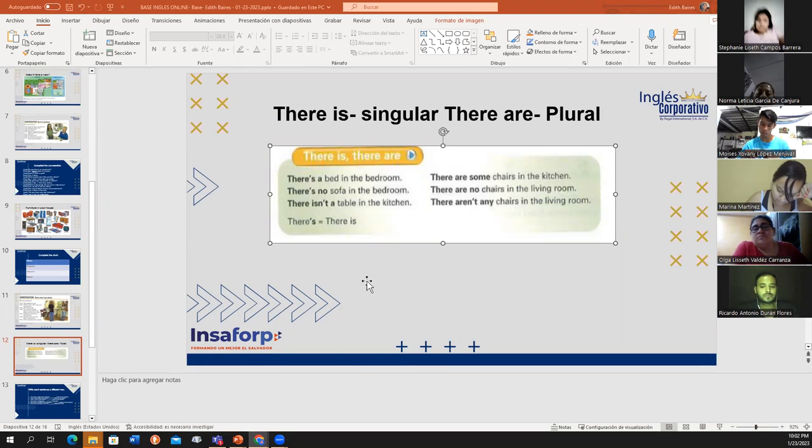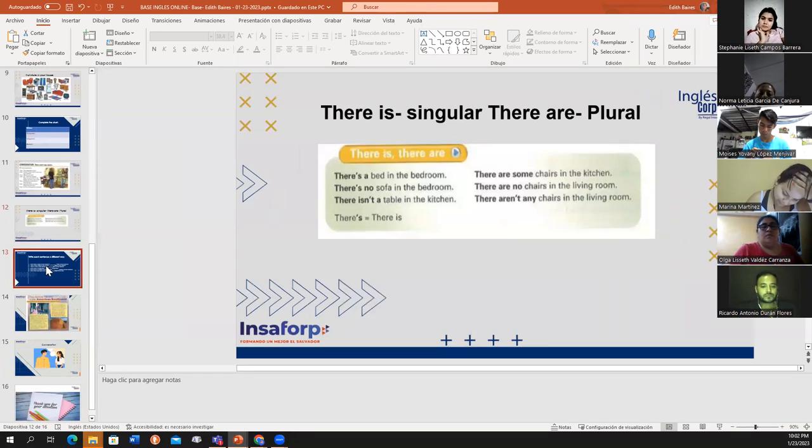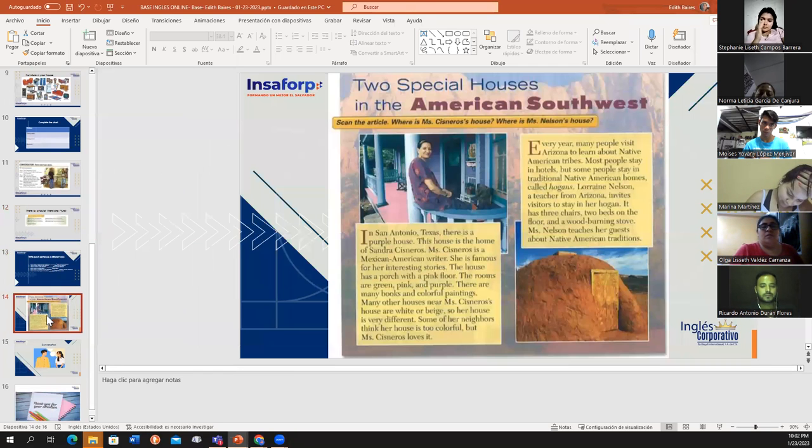So tomorrow we're going to continue with this topic that is in the art. If you have questions about that, please let me know. So we're going to continue with the unit. Let me see, 6 or 8. Tomorrow, okay? But we're going to review the is and the are.